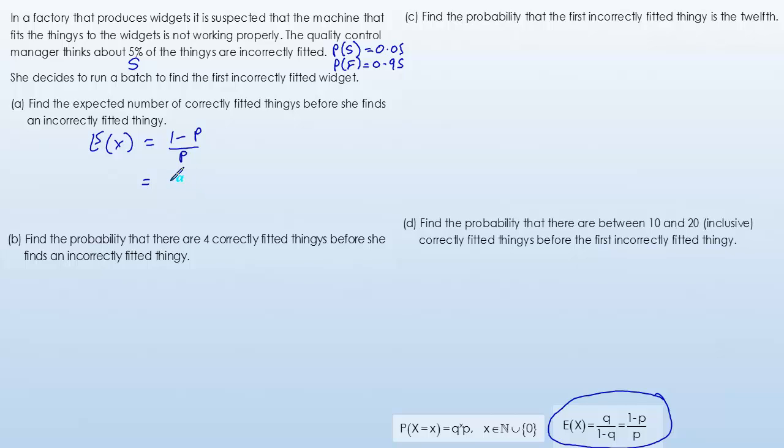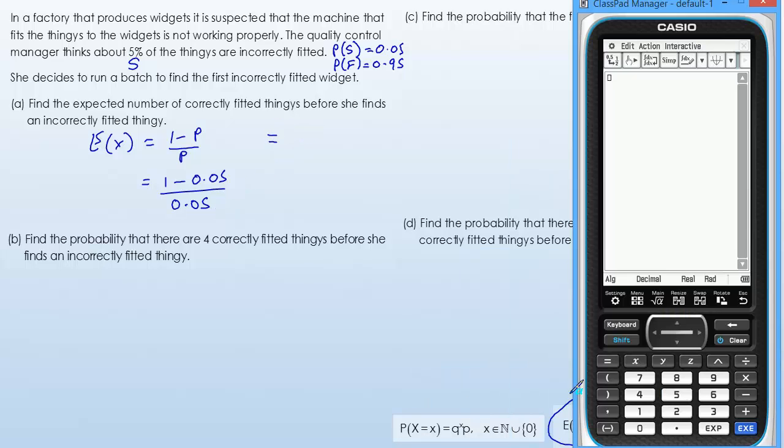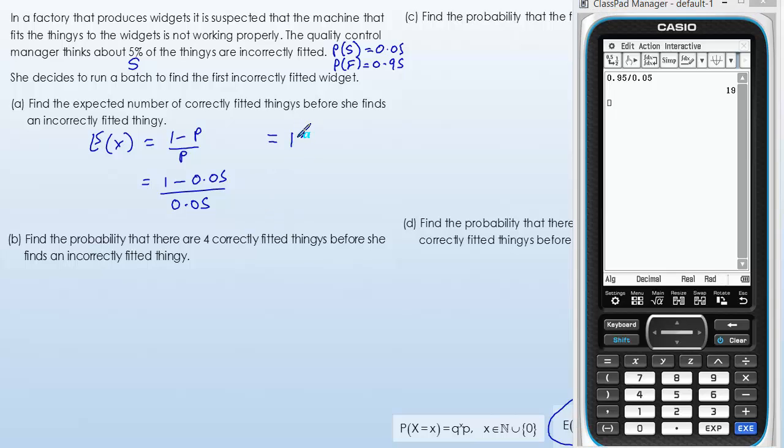So that's 1 take away, so we know that p is the probability of success, 0.05, divided by 0.05. So that expectation is going to be 0.95 divided by 0.05 gives us 19.